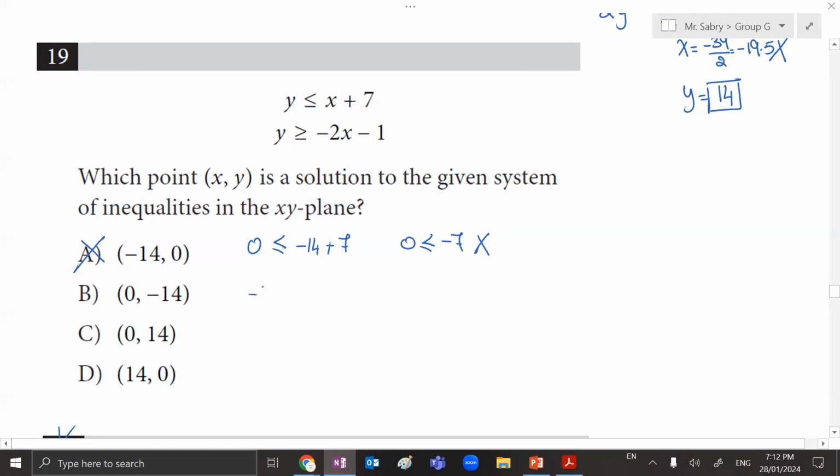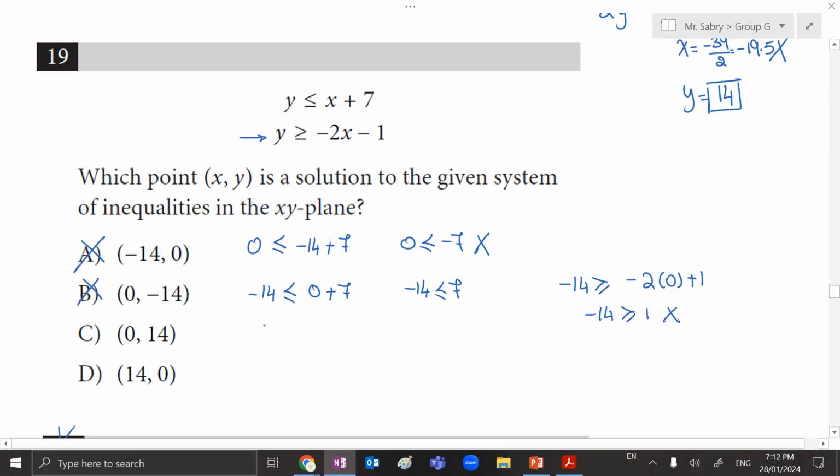Now if you try the other one, negative 14 is less than or equal to 0 plus 7, and that would indeed be true. Negative 14 is less than or equal to 7. So I have to try it in the second inequality. So I'll put negative 14 again. It needs to be bigger than or equal to negative 2 times 0 plus 1, which means that negative 14 will be bigger than or equal to 1. That's not true. So B wouldn't work.